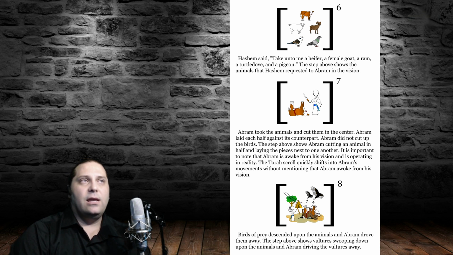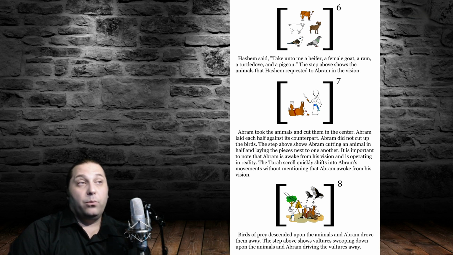Step 7. Abram took the animals and cut them in the center. Abram laid each half against its counterpart. Abram did not cut up the birds. The step above shows Abram cutting an animal in half and laying the pieces next to one another. It is important to note that Abram is awake from his vision and is operating in reality. The Torah scroll quickly shifts into Abram's movements without mentioning that Abram awoke from his vision.